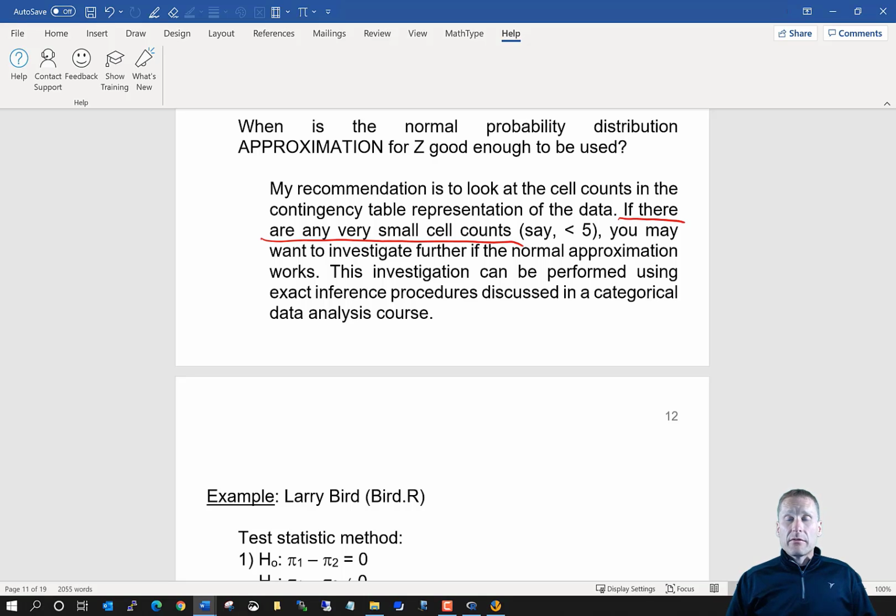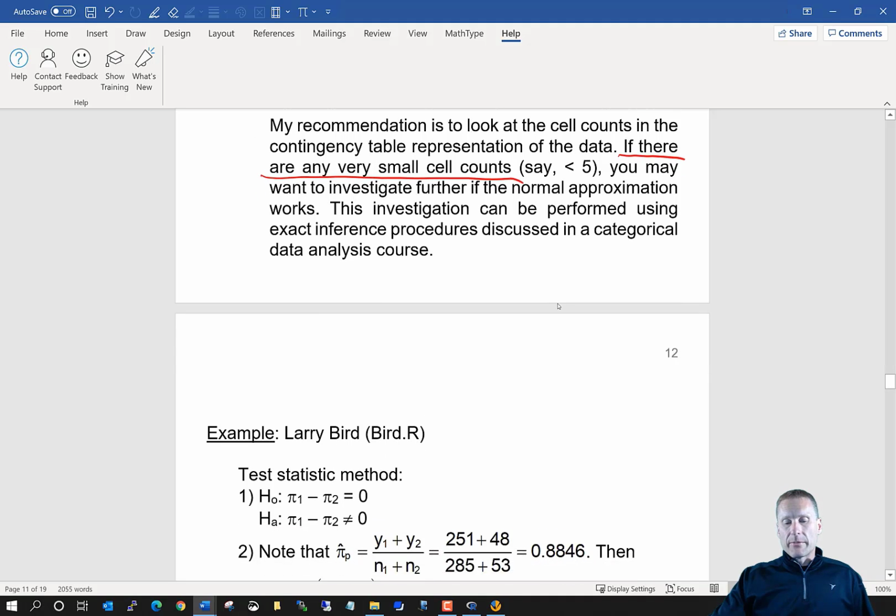When that does happen, there are alternatives that one can use to check to see if the normal approximation works, or simply to do the inferences itself. We talk about those kinds of alternatives in my categorical data analysis course that I teach. If you want more information about that, you can check out my course notes. I'd be happy to give you a particular reference. I'm going to say a little bit more about that at the very end of our notes here.